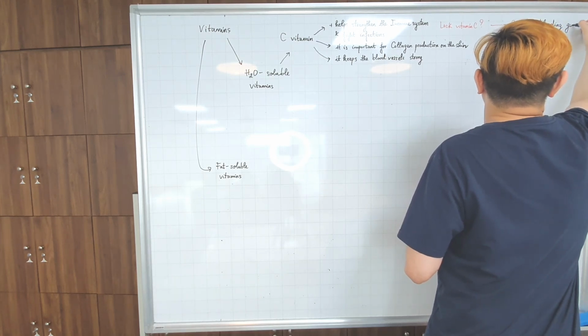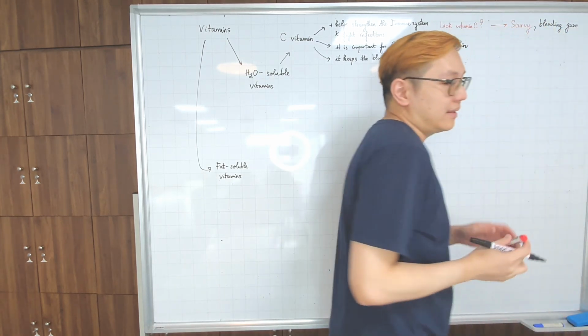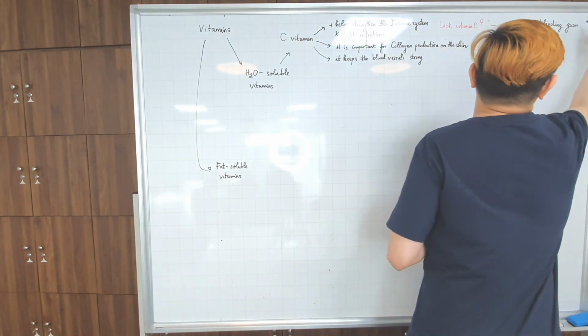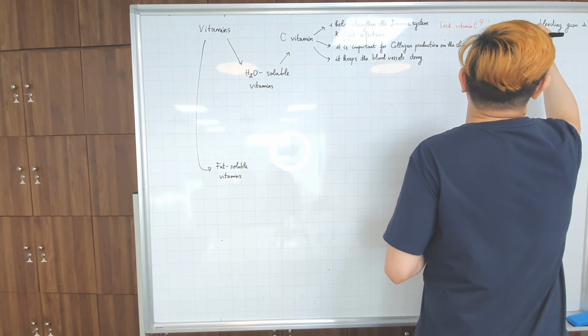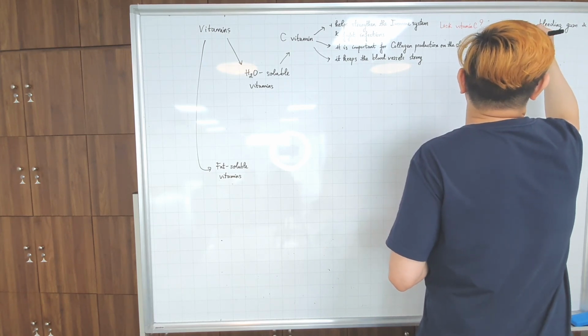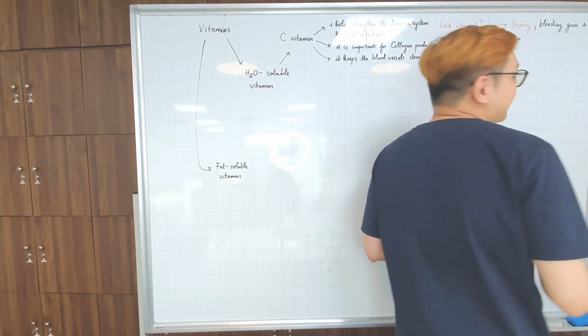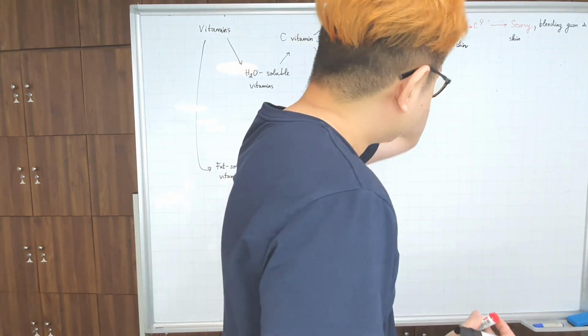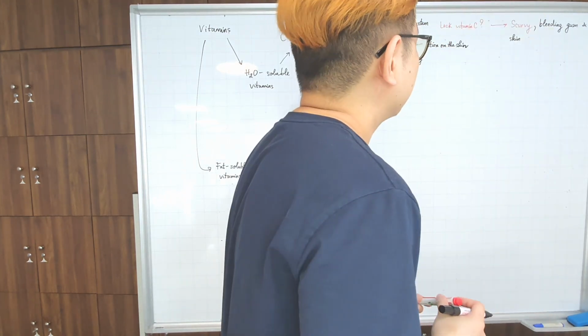Gum, cái lợi hay là cái nướu răng nó bị chảy máu, bleeding gum, and skin, da cũng dễ bị chảy máu hơn nữa. Your skin bleeds out easily. Scurvy, bleeding gum and skin.